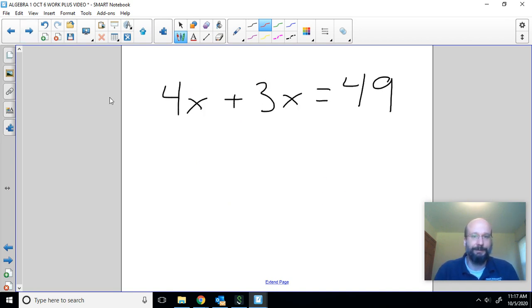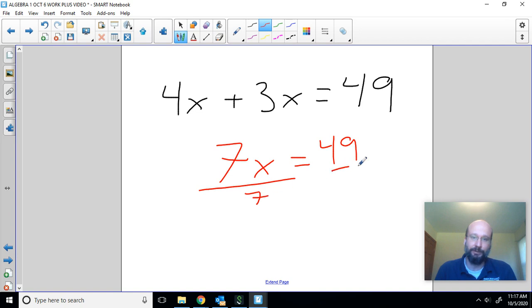All right, let's move on to this one. Another one where we have to combine like terms. 4x plus 3x. They're on the same side, so we can just add them. 4x plus 3x is 7x. I don't have to move anything across. I'm just combining like terms. Now I got to remove this 7, so I'm going to divide both sides by 7, and I get x equals 7. 49 divided by 7 is 7.